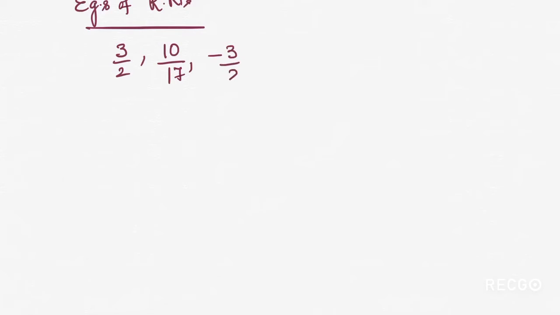Okay. After this, we have many examples of rational numbers: 3 by 2, 10 by 17, minus 3 by 2, minus 6 by 4, 10 by minus 9. These are all rational numbers only.